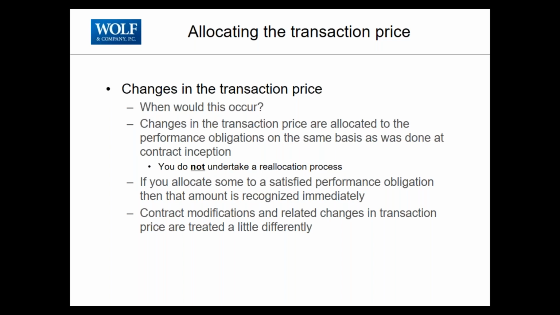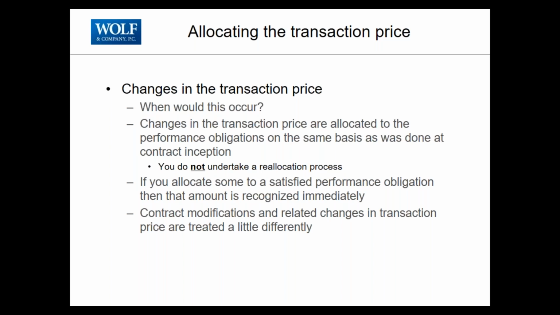Basically, changes in transaction price are allocated to the performance obligations on the same basis as was done at contract inception. So if you think back to my example where you ended up with a 91% allocation to the SaaS and a 9% allocation to the implementation services, if for some reason there was a change in the transaction price, that change would also be allocated 91% to the SaaS performance obligation and 9% to the implementation services performance obligation.